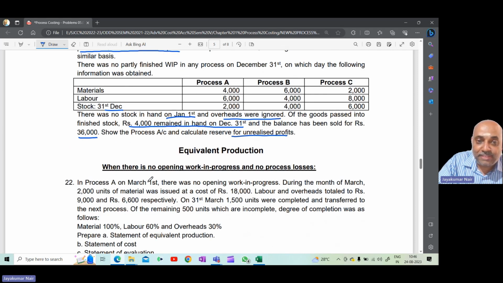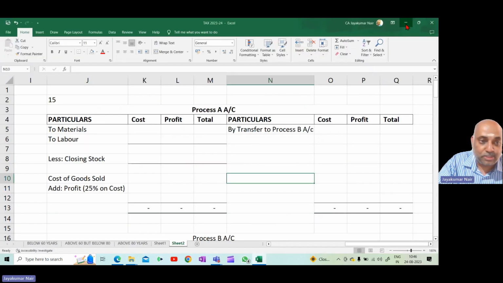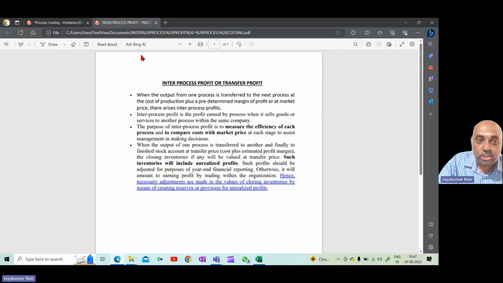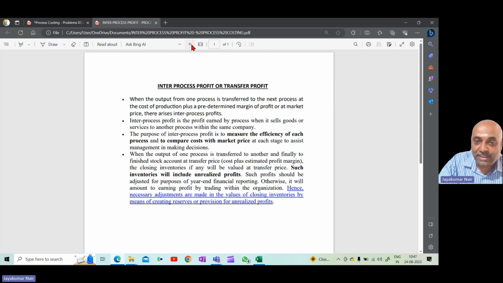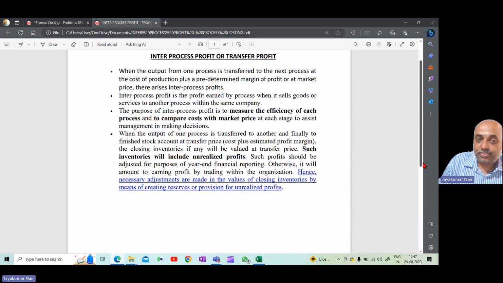So first, we will understand what is inter-process profit, or the transfer profit.